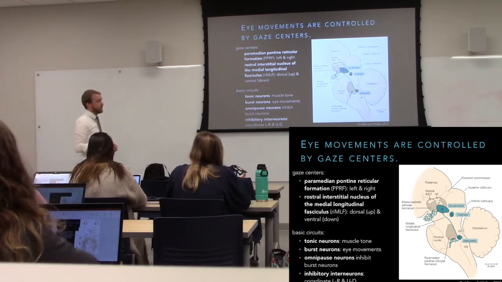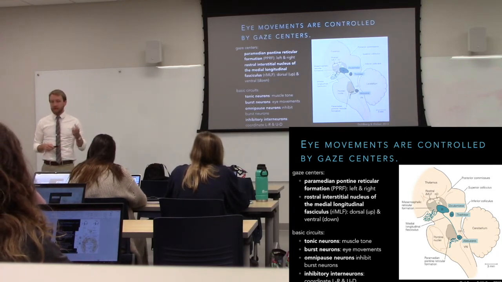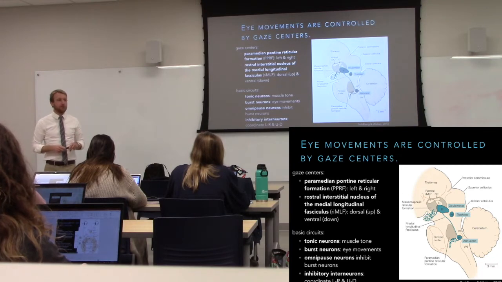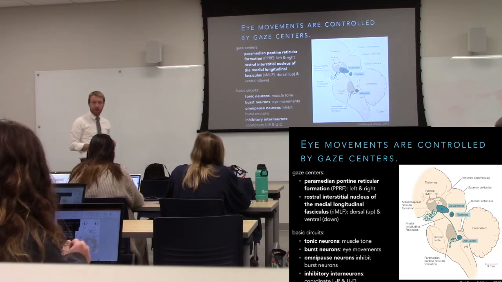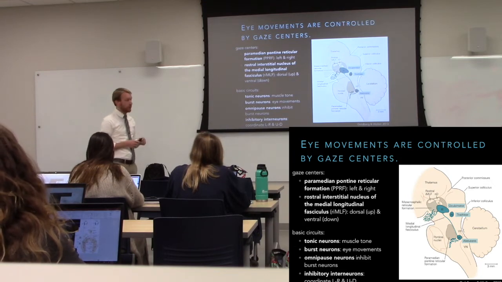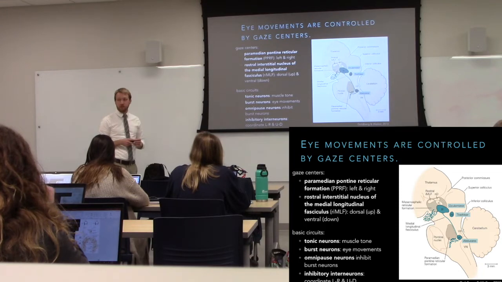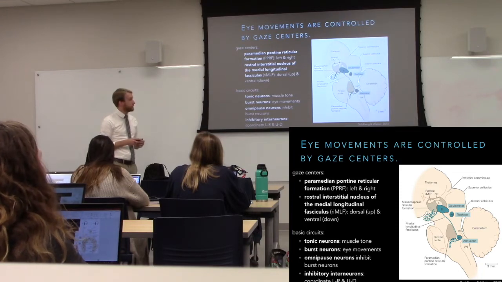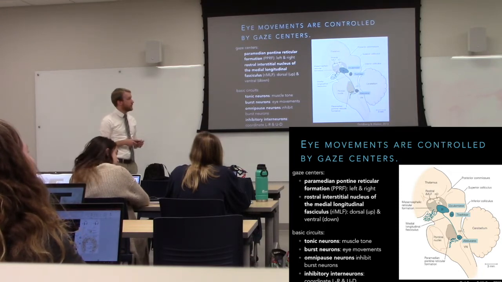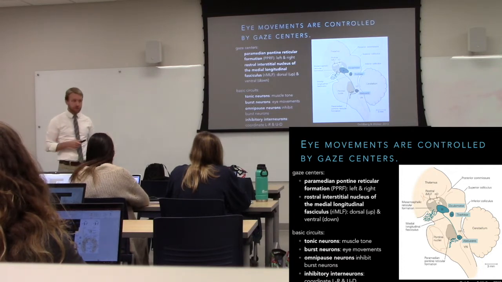So there's a left paramedian pontine reticular formation. When that's active, we look to the left. When the right paramedian pontine reticular formation is active, we look to the right. Nothing tricky there. The name tells you where it is. It's around the middle of the pons. There it is right there. Here's your pons. Right around the middle. Close to the abducens nucleus.